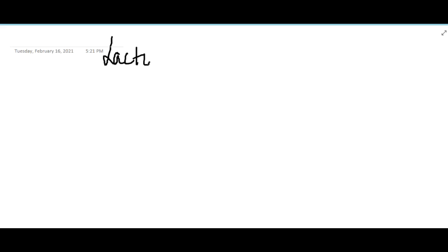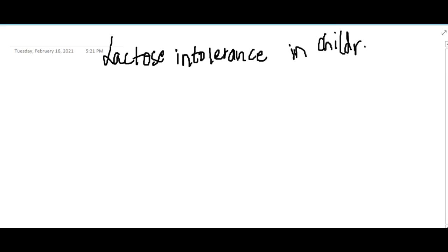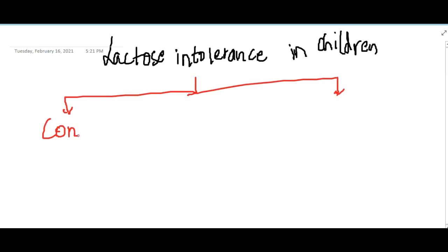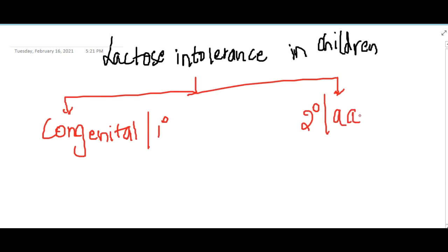Hello friends, let us now learn some important points about lactose intolerance in children. If you see lactose intolerance in children, we can divide it into two types. One, we have congenital or primary lactose intolerance, or we have secondary lactose intolerance or acquired lactose intolerance.